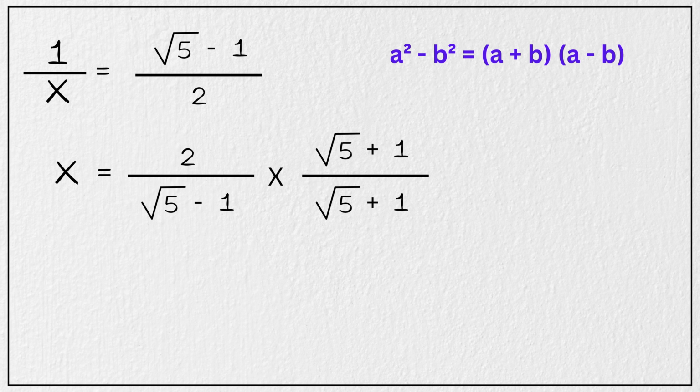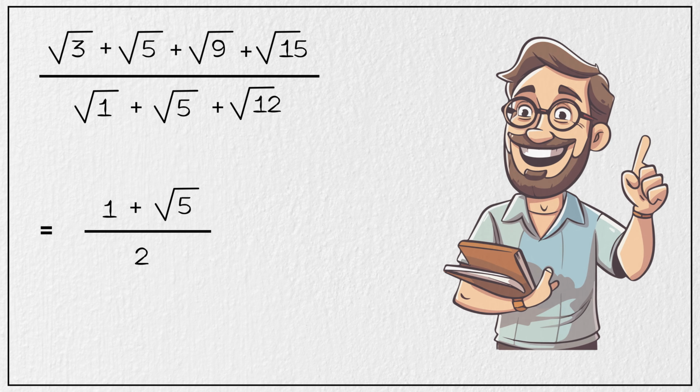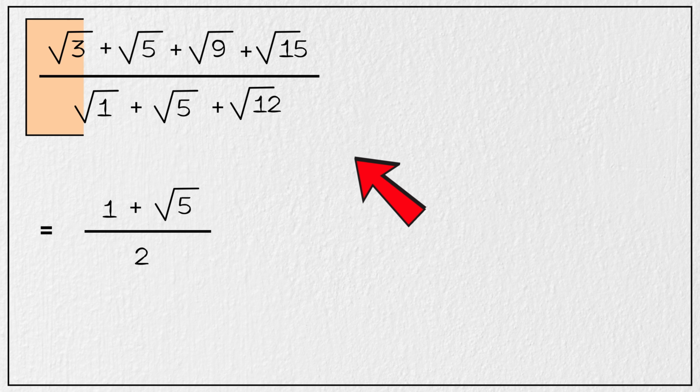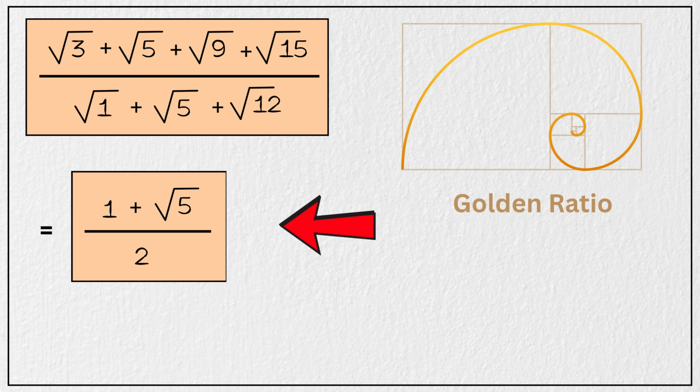Now using the identity for difference of squares, the denominator becomes 5 minus 1, which is 4, and 2 divided by 4 gives us 1 over 2. So the expression becomes 1 plus square root of 5 over 2. And that's our answer. Isn't that incredible? This entire complicated expression full of square roots simplifies beautifully to something you may recognize as the golden ratio.